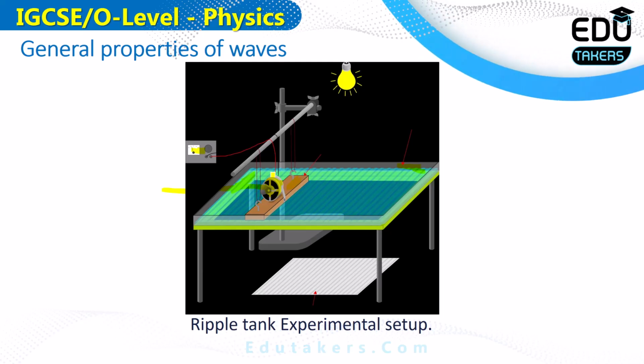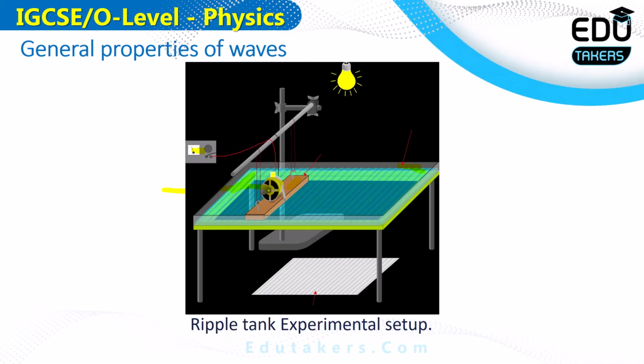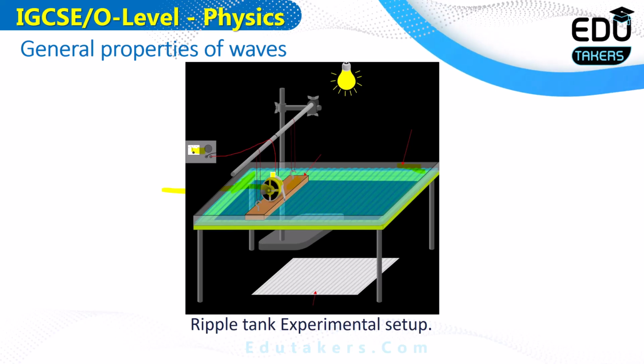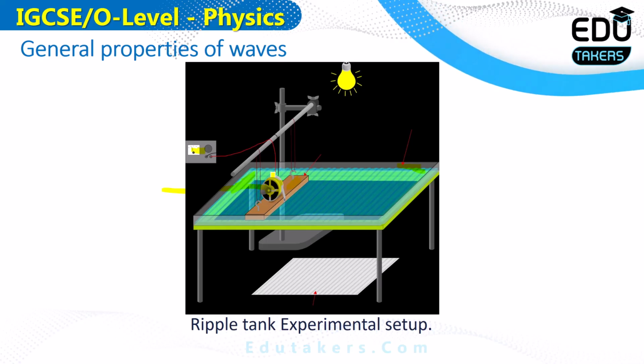The wooden plate vibrates when the power supply is turned on. By turning on the power supply, the vibrator vibrates, due to which the wooden plate that is attached to the vibrator also starts vibrating. And because of its vibration, the water waves are produced here. When you have to see the image of the water waves, the bulb is hanging at the top. It is used to observe the water waves.